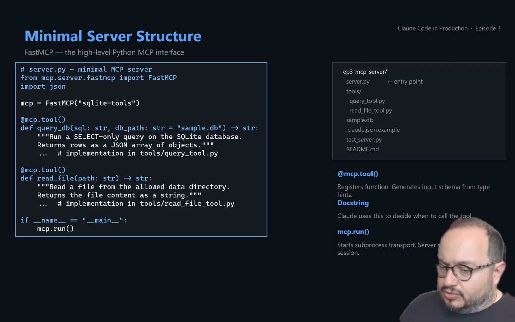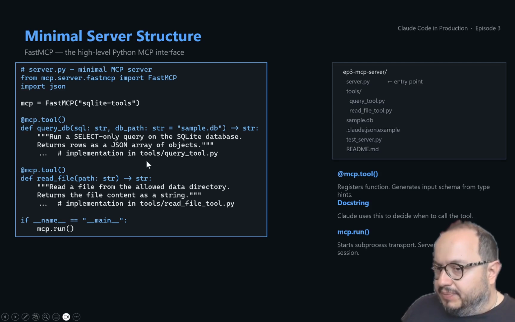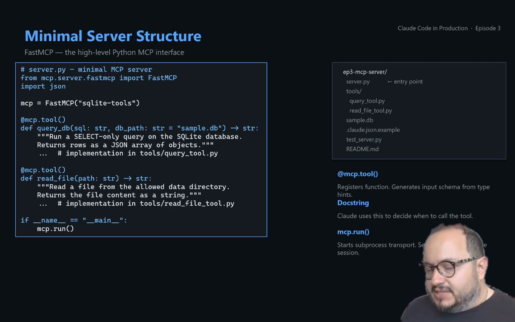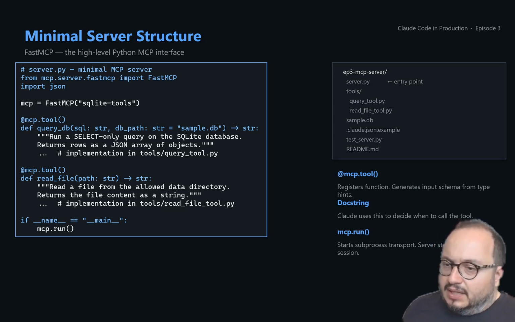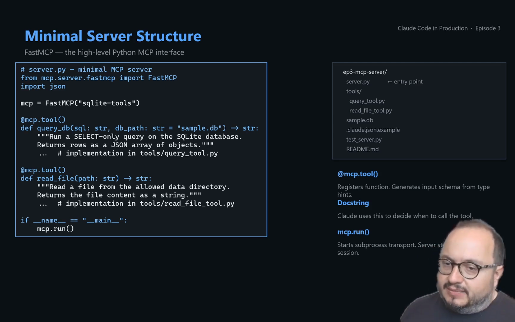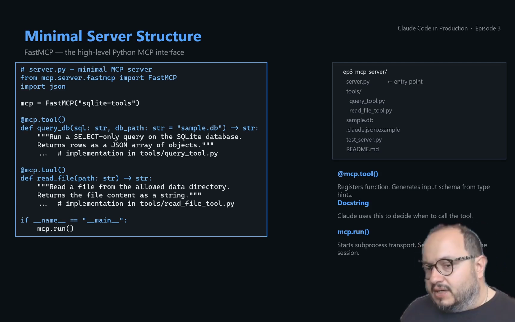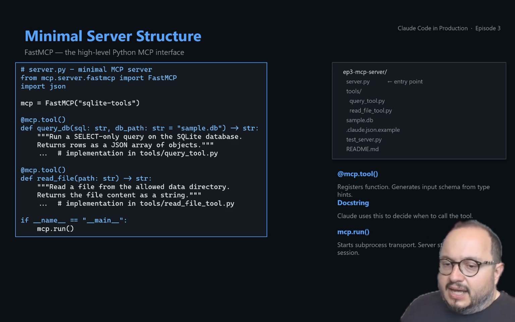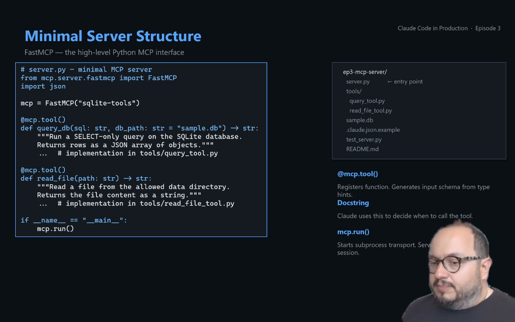Let me show the minimal server structure, the code that connects everything. I am using FastMCP, the high-level interface from the official MCP Python SDK. FastMCP handles the protocol boilerplate: the JSON-RPC transport, the tool schema generation, the request routing. You write Python functions with type annotations. FastMCP turns them into MCP tools. The server is 3 imports, one MCP instance, and a main block that calls mcp.run. That is the skeleton. Every tool you add goes between the imports and the main block.